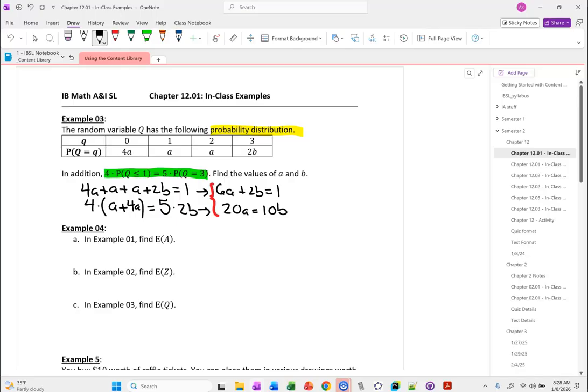Okay. I would probably do this via substitution because we have that 20A is equal to 10B. That's pretty easy to handle. If I divide that equation both sides by 10, I get that B is equal to 2A. So I can substitute into this equation.